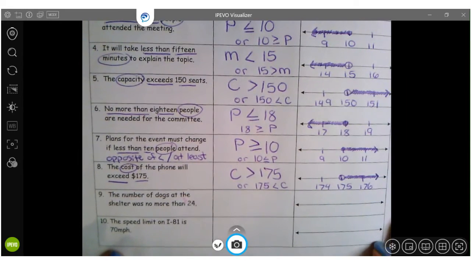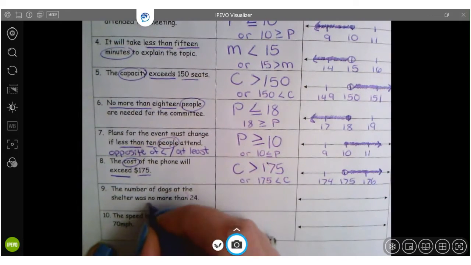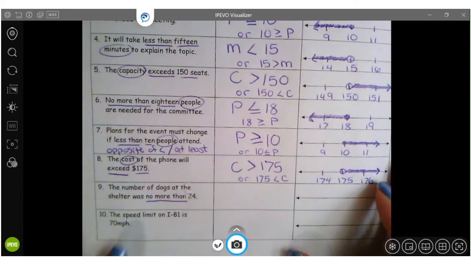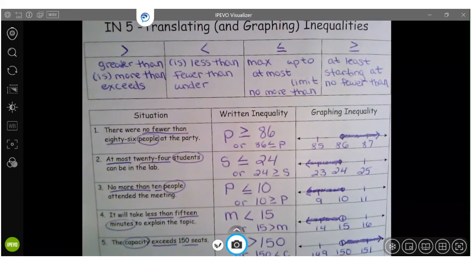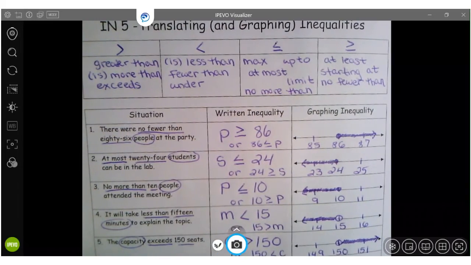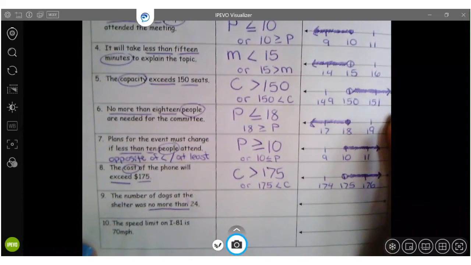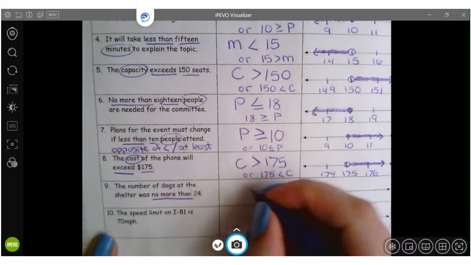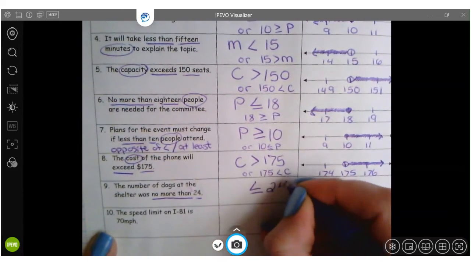Number 9, the number of dogs at the shelter was no more than 24. So be careful. Not just more than, but no more than. And that does affect what type of an inequality symbol we're going to use. So no more than, if I look up at the top, no more than is less than or equal to. So there might have been less than 24 dogs or might have been 24, but no more than. So less than or equal to, the number I'm comparing it to is 24.